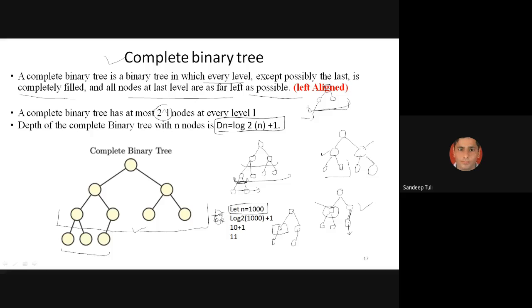Then the depth of that complete binary tree will be 11. You can calculate it with this: log base 2 of 1000, roughly 2 to the power 10. I need to write it again and save it. So log base 2 of n plus 1. Now tell me what is the value of this? Log 2, 2 to the power 10.